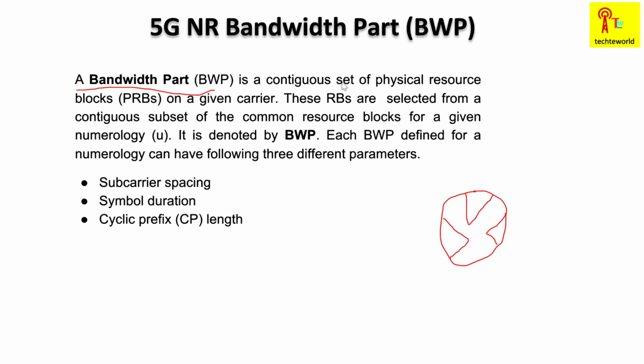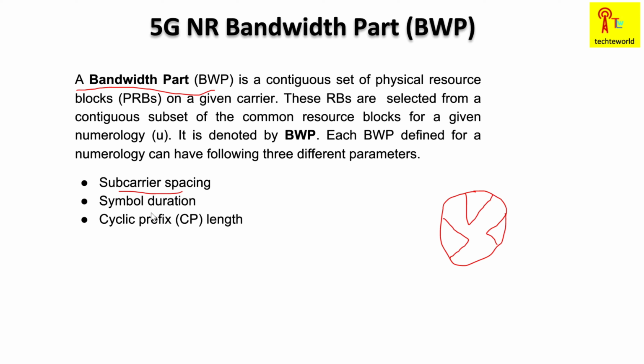So it is mentioned in the definition that these PRBs are selected from a contiguous subset of common resource blocks for a given numerology. Each bandwidth part is associated with a particular numerology, and three different factors are associated with each bandwidth part. One is the subcarrier spacing. Subcarrier spacing can vary; different bandwidth parts can have different subcarrier spacing depending on the use case.